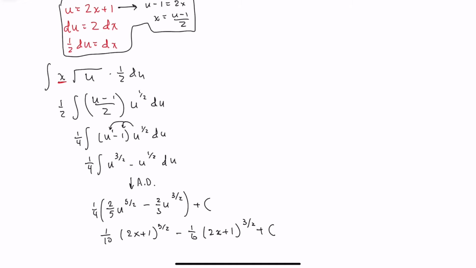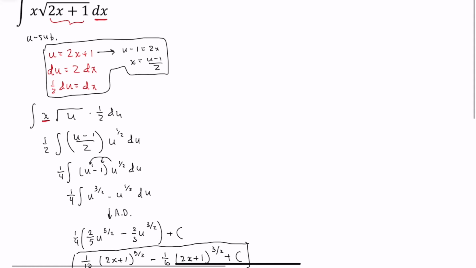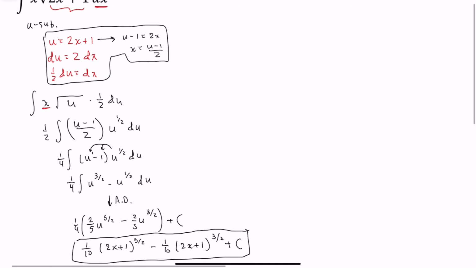I'm not going to check this, but you can indeed check that this is an answer by taking the derivative of this and showing that it's equal to the original integrand, x times the square root of the quantity 2x plus 1. Okay, great. So that's an answer.